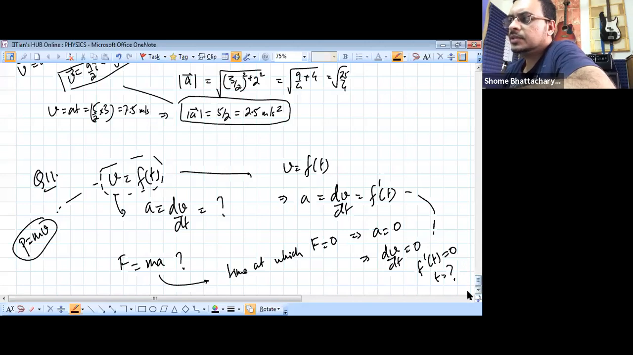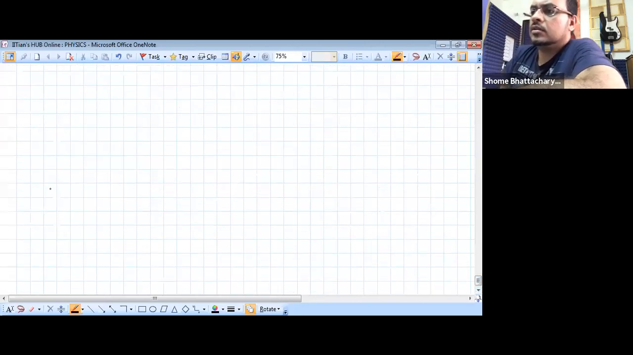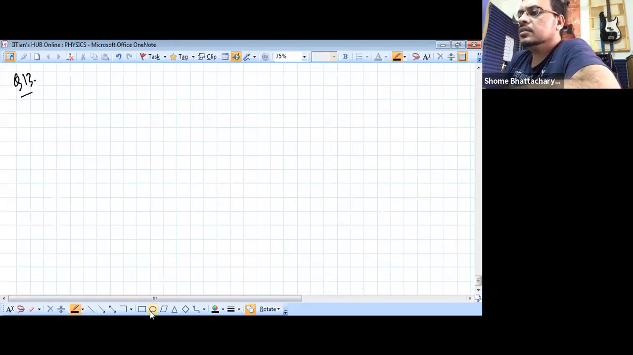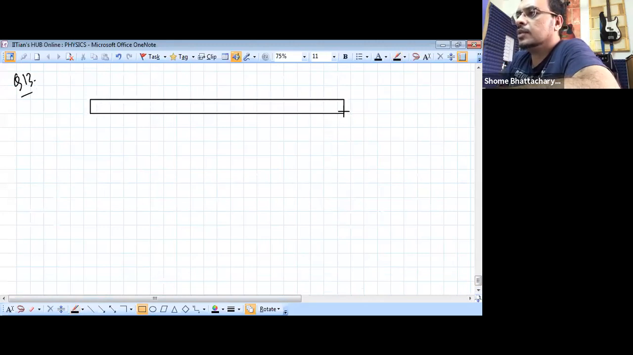Okay. So let me explain the 13th question. In question 13, it's like this. Imagine the barrel of the gun, or what is called technically the muzzle of the gun. I'm not drawing the whole gun.